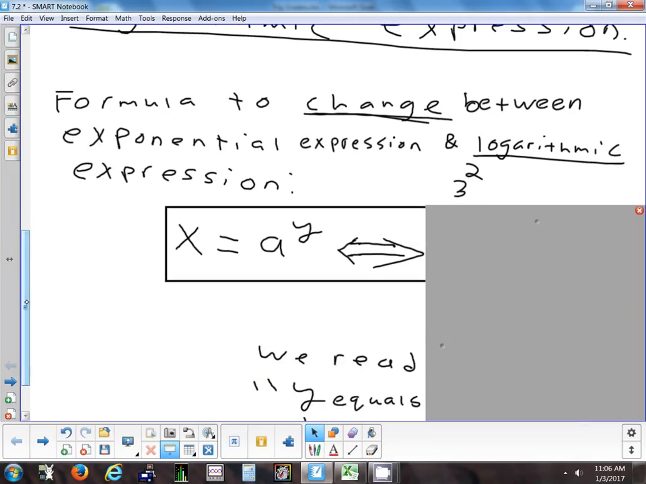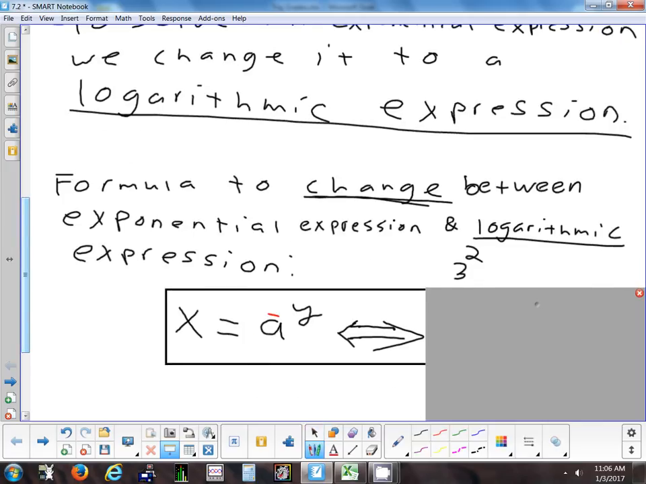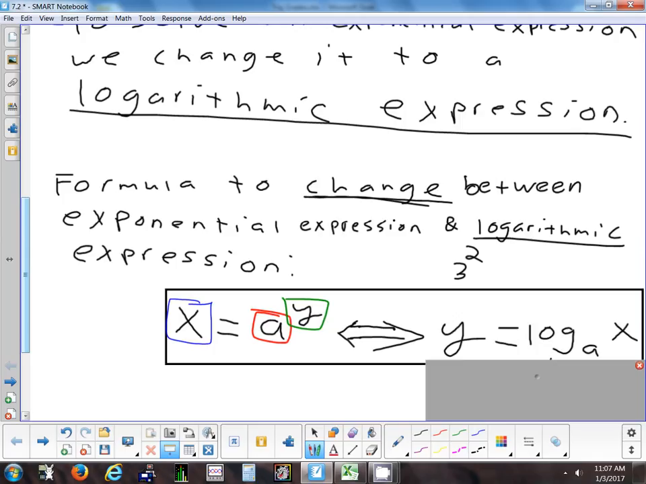All right, so there's three things here. That's your base. That's your exponent. And the x, that's the thing on the other side. That's all I got. All right, so we've got a is the base, y is the exponent, and then x is the thing that's on the other side. So when we change it to log form, first thing you want to do is write the word log. This is called the base of the log.